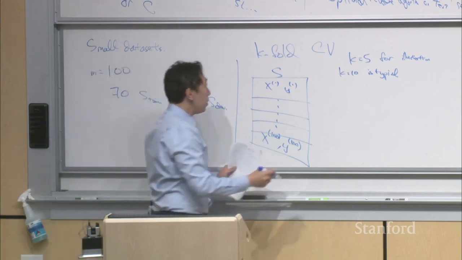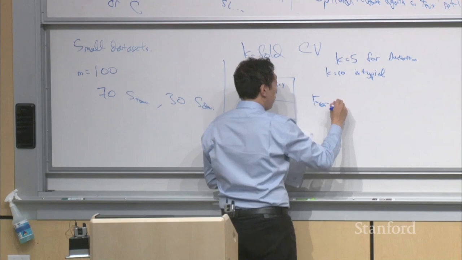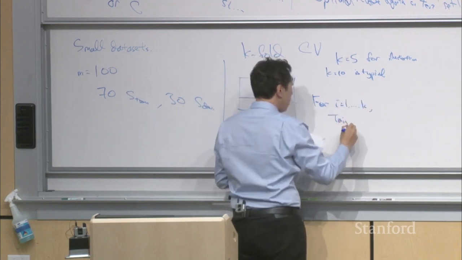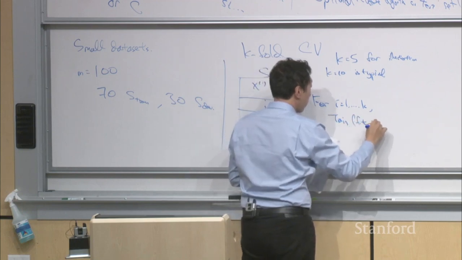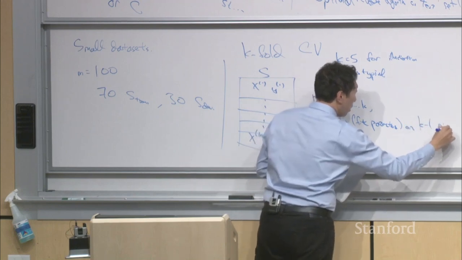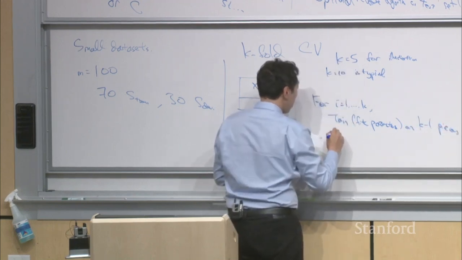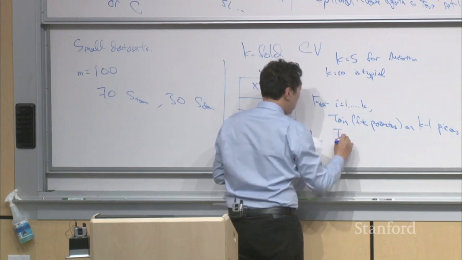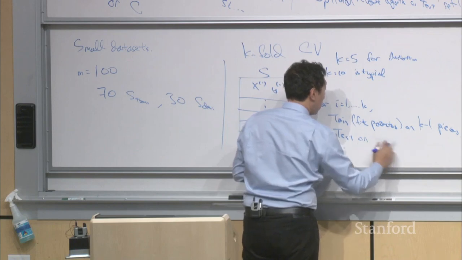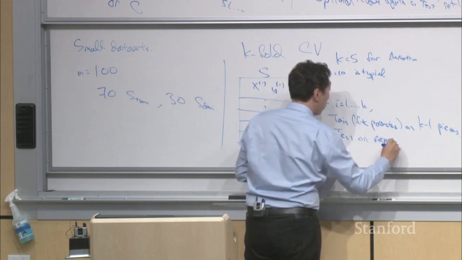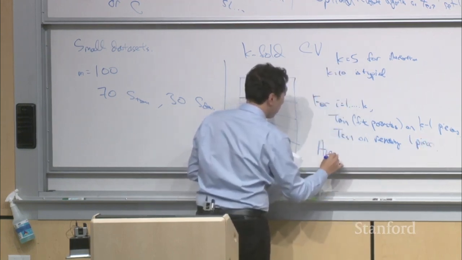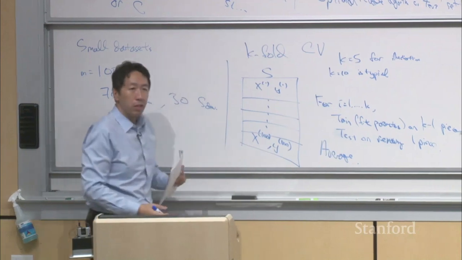And what you do is, for i equals 1 to k, train, i.e. fit parameters, on k minus 1 pieces, and then test on the remaining one piece, and then you average, right?